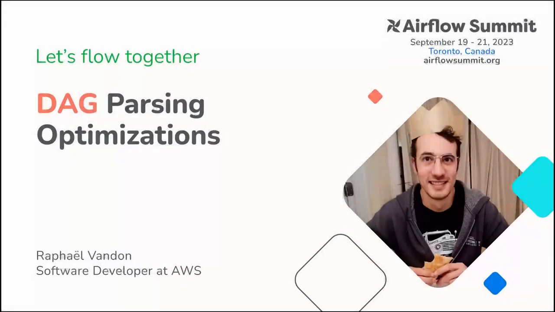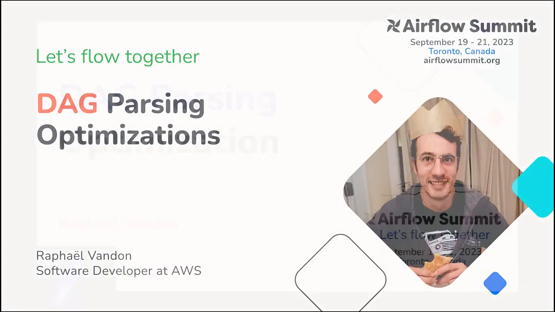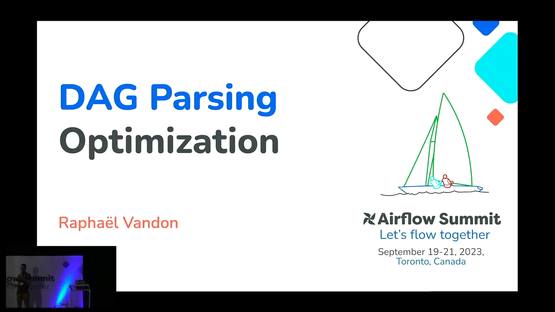All right. So I'm going to talk about some of the work I did on optimizing the way Airflow parses DAGs in core Airflow. I'm also going to quickly talk about how users can avoid making mistakes that make the DAG parsing longer, but this is not the core of the talk. The core of the talk was how I made it faster.